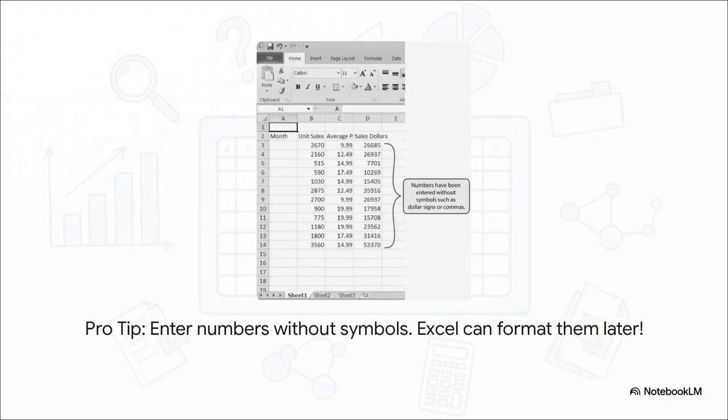And here's a great pro tip for when you're starting out. When you're entering numbers, don't waste your time typing symbols like $ signs or commas. Just put in the raw numbers. It's way faster, and you can just tell Excel to add all that formatting for you later with a single click.